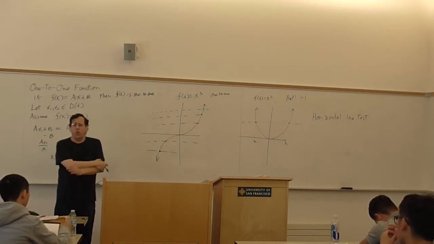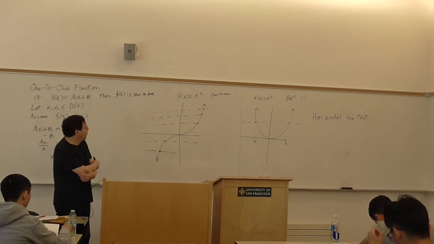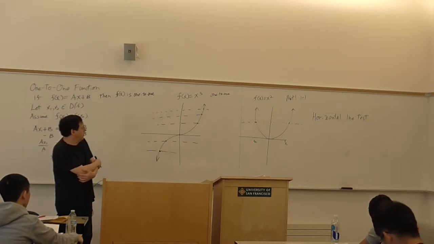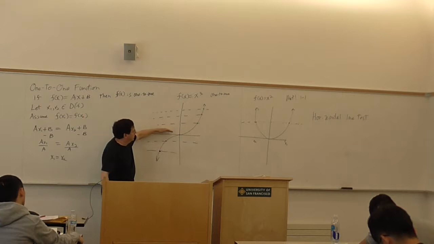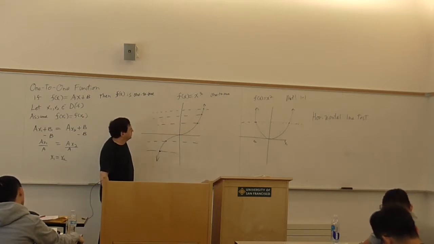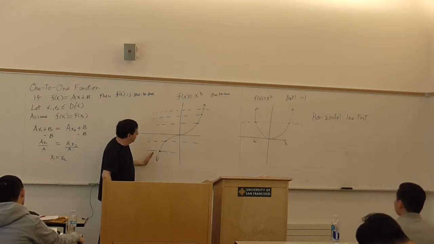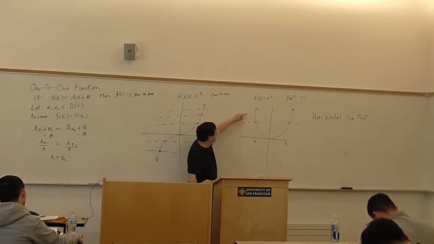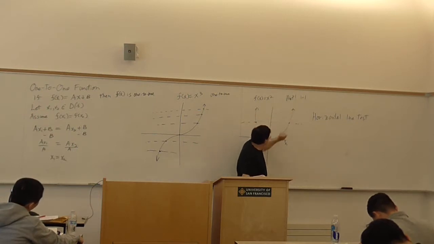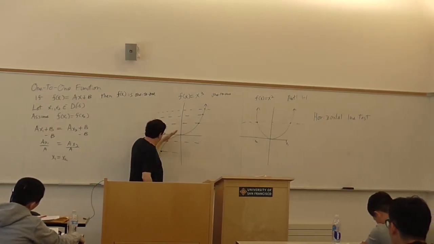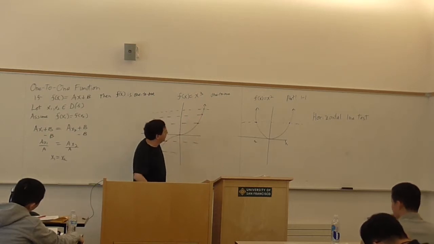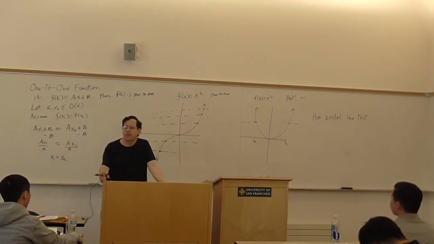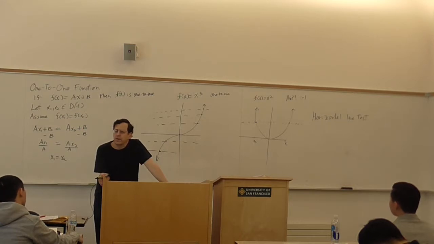All right, there's actually one other pearl of wisdom one can figure out here about one-to-one functions. Notice something else different about these two graphs. So this one kind of goes like this. This one kind of goes like that. So there's some property of these two that's different. It seems related.